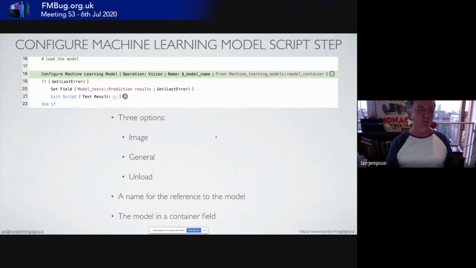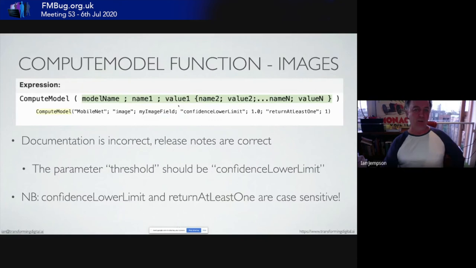For the script step, we've got three options: image, general, and then we can unload the model. We need a model name, which is a reference to the model, and the model is in a container field. Then we can test whether there's an error when we loaded the model. The compute model function accepts a model name, and then the inputs. The inputs are paired parameters. In the case of image models, it's always image, and then the image field is the value.